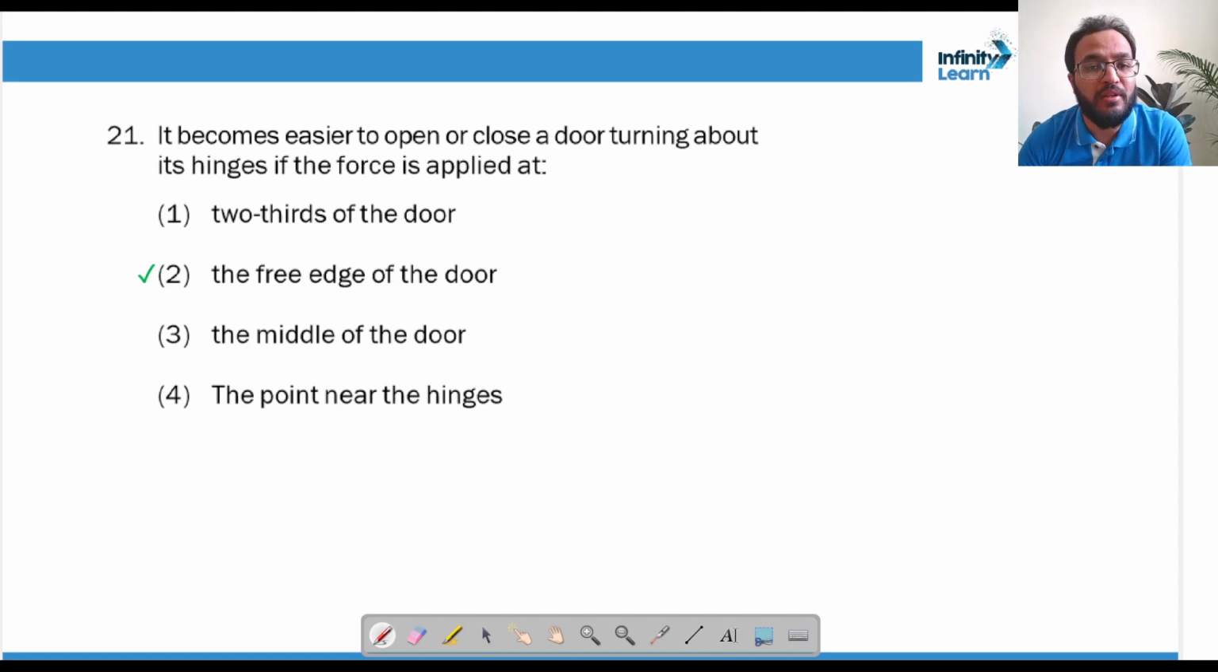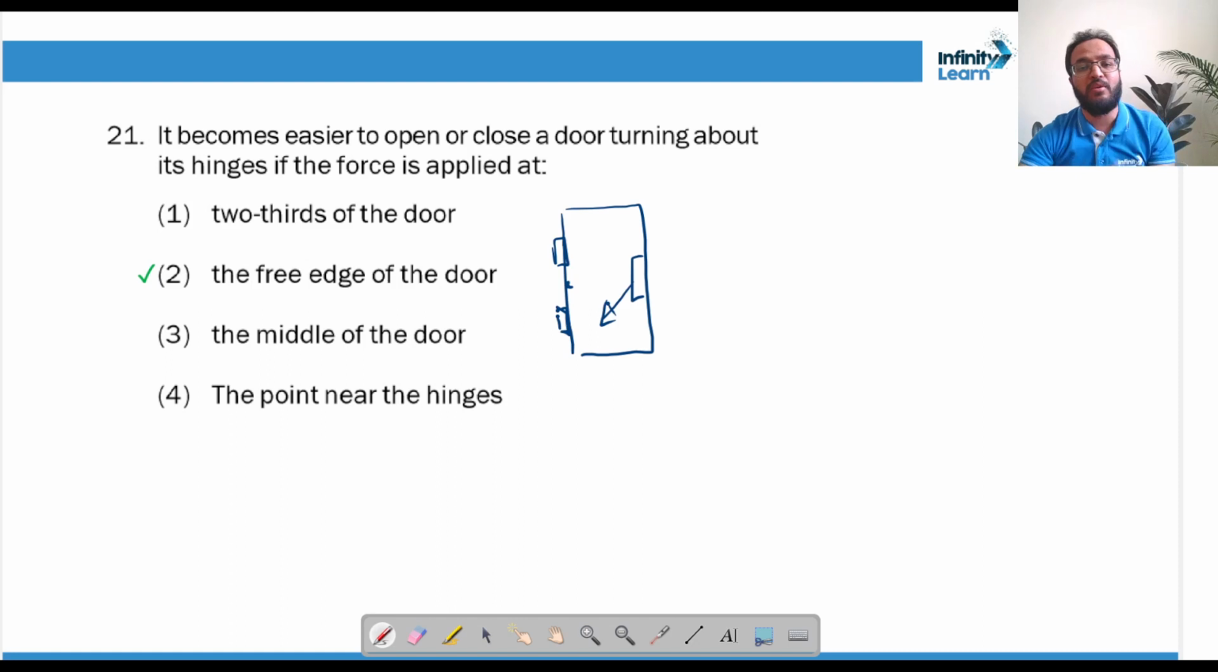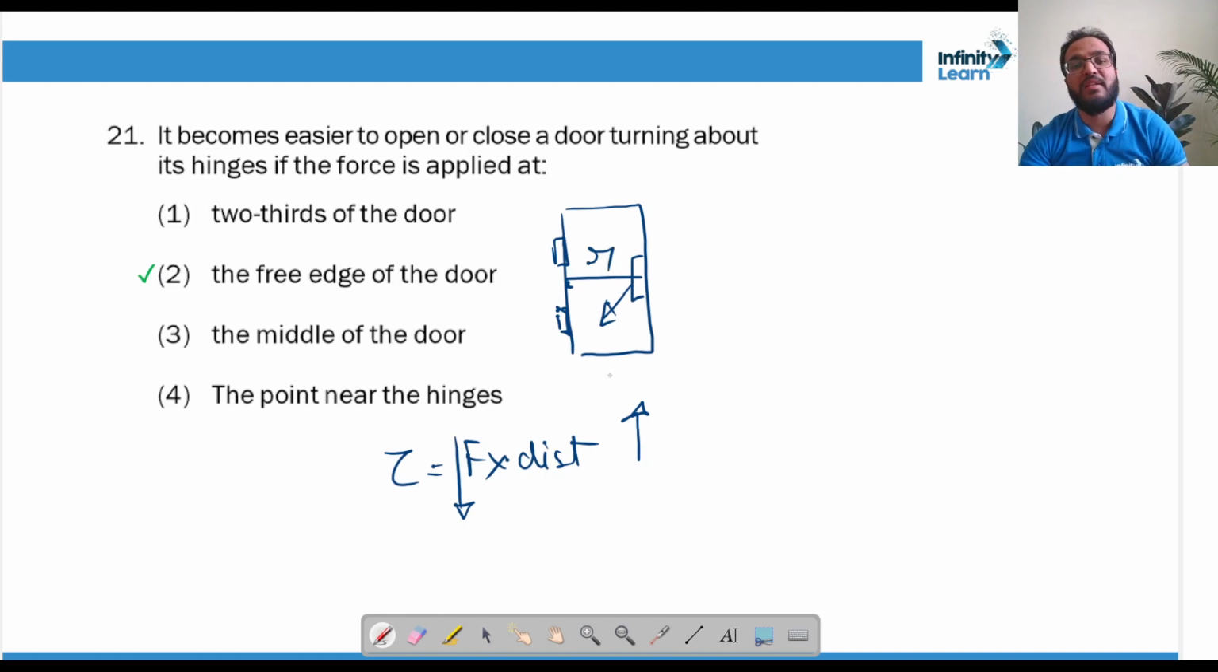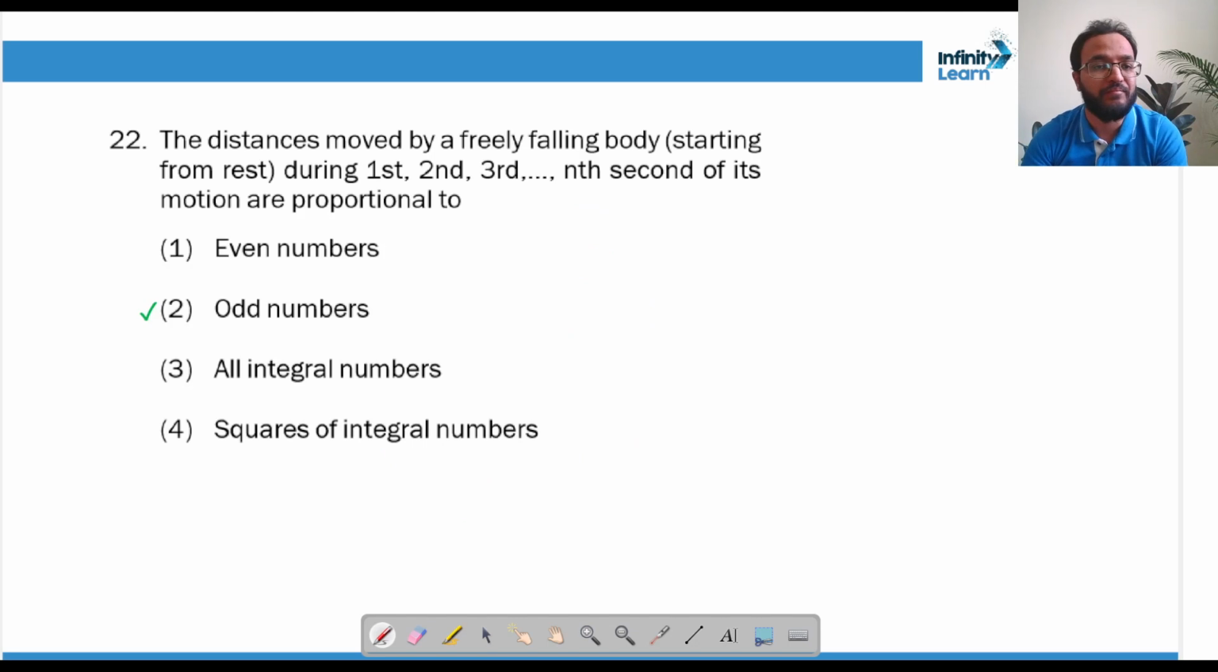It becomes easier to open or close a door turning about its hinges if the force is applied farthest away from the hinges. See, if you have a door at your home, you already know that if it is hinged like this, you don't apply forces here to open the door. You will apply forces at its free end in order to open the door. Yes or no? You use the knob of the door. Why? Because torque is force into distance, right? So if you increase the distance, automatically the force reduces. That is why if you increase this distance r from the axis of rotation, lesser force will be required to give the same amount of torque.